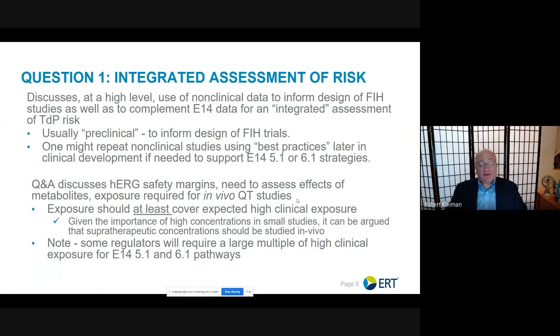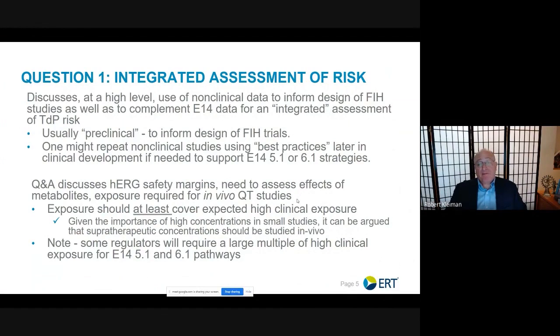This answer to question 1 discusses a bit about hERG safety margins, about the need to assess both apparent and metabolites, and there's some discussion of the exposure required for the in vivo QT studies. It is not as precise as I would like. It mentions that the exposure tested should be at least one that covers the high clinically relevant exposure.